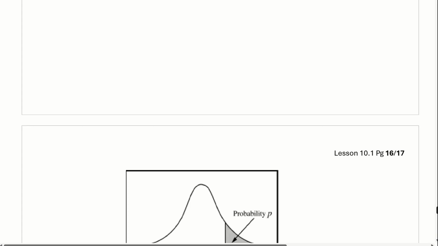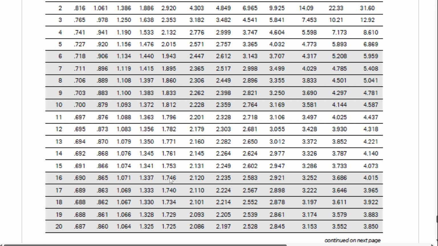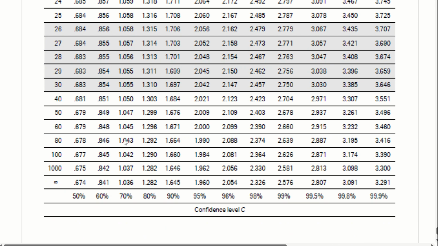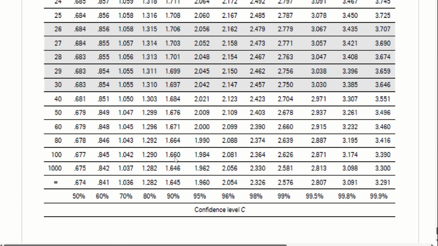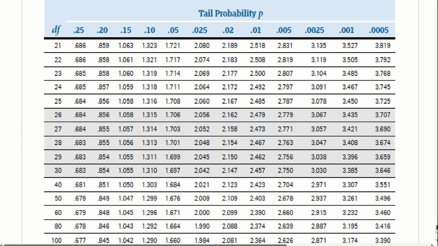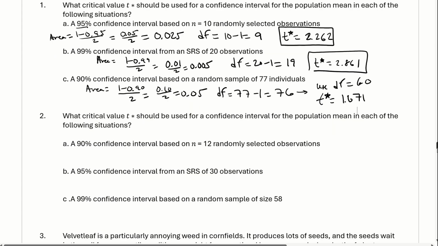So let's go to the table. 0.05, and then actually they give us 60 or 80, so they don't even have 70. So we got 0.05, and we're going to have to use 60, because that's the biggest value that is smaller than it. Right, so 60, and then we got 1.671 for 0.05. Okay, so we're going to use 60, 1.671. Let me double check that.